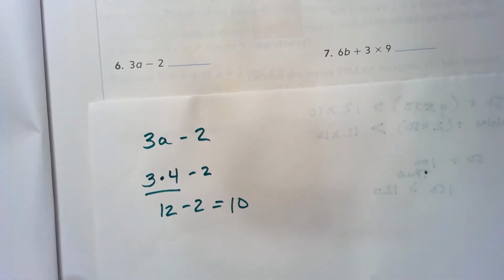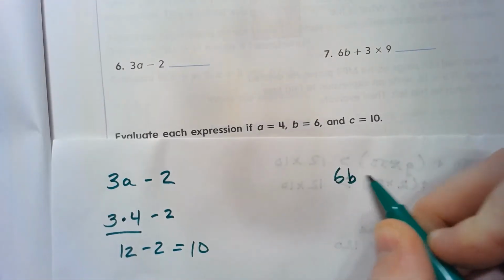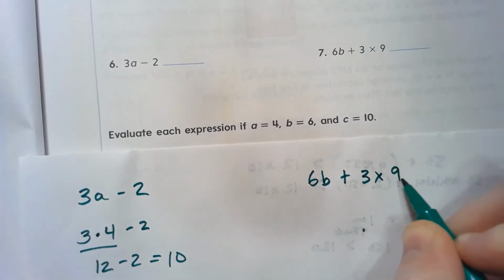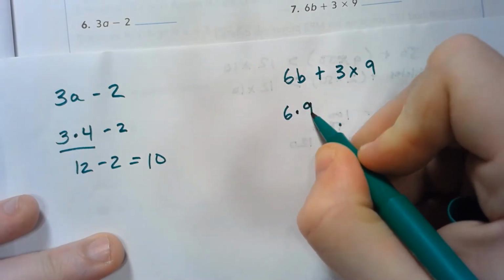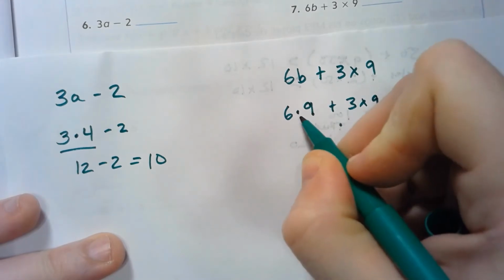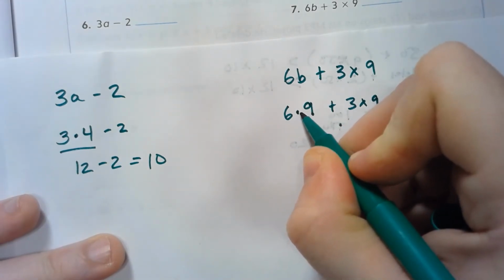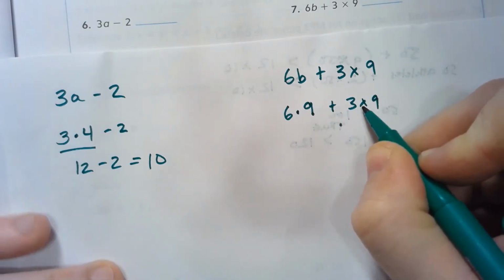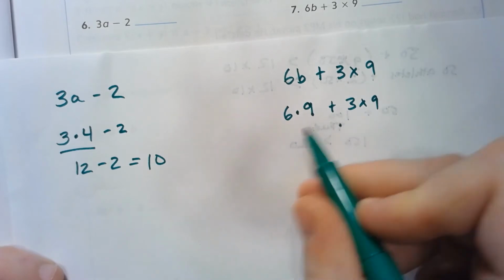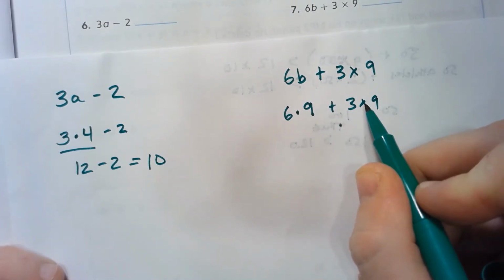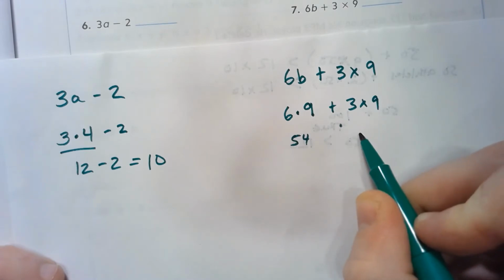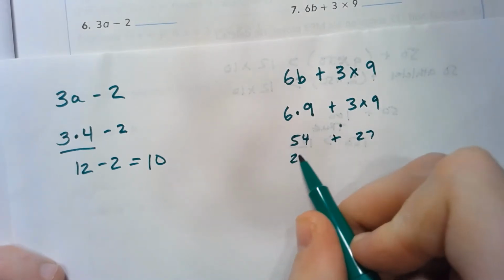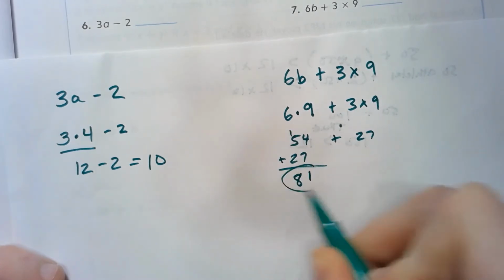On number 7, we have 6B plus 3 times 9, and we were evaluating for B equals 9. So this means 6 B's, 6 times B, so 6 times 9 plus 3 times 9. And of course, notice that you can write multiplication using a large dot, or you can use a regular multiplication sign. The reason we don't use this multiplication sign really when we're doing algebra like this is because this looks like a variable. So this is your preferred method of writing multiplication. 6 times 9 is 54, and 3 times 9 is 27. 54 plus 27, we can go ahead and line that up and add it up, and we get 81.